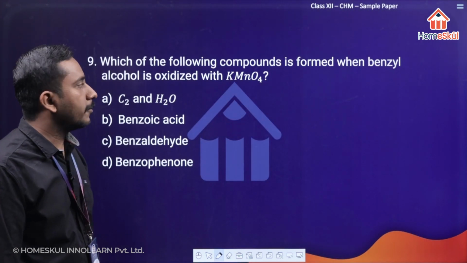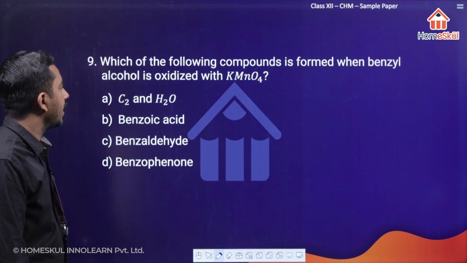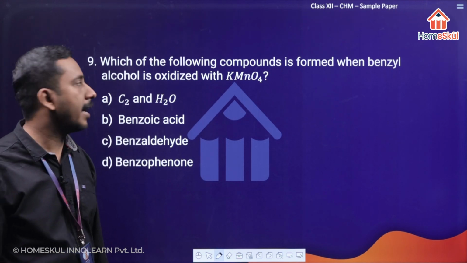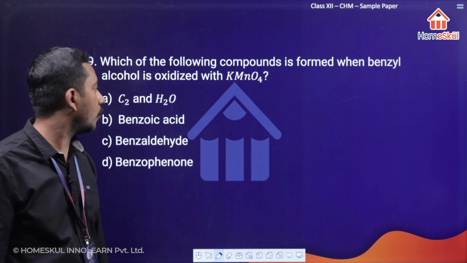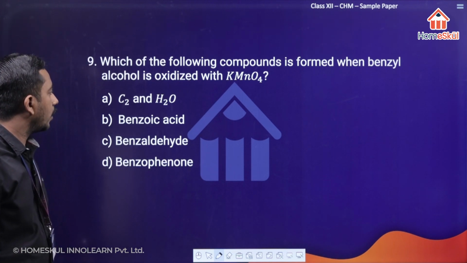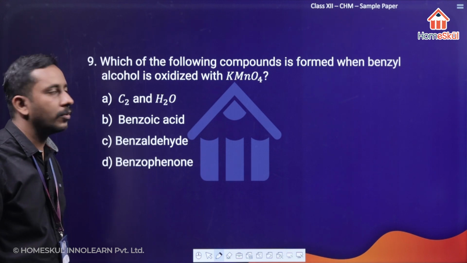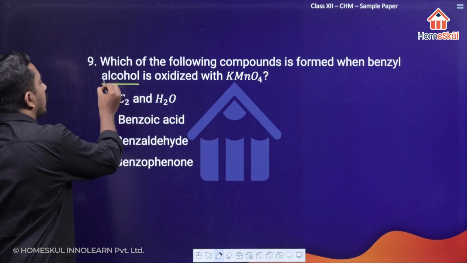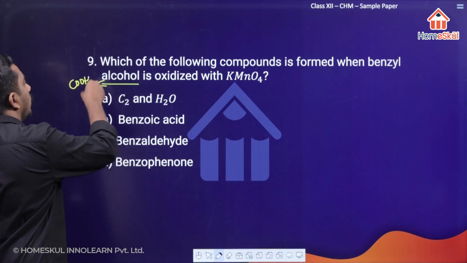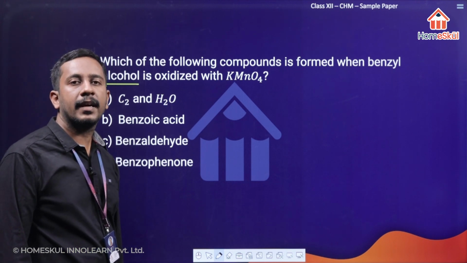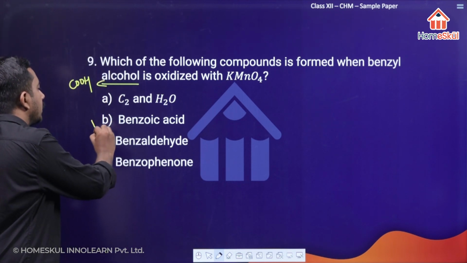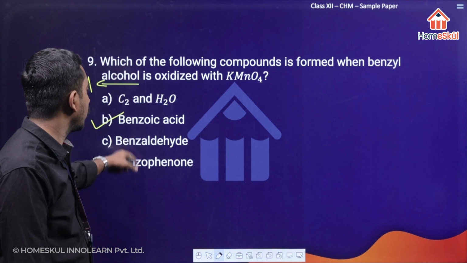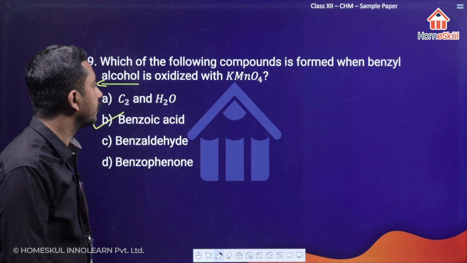The 9th question. Which of the following compounds is formed when benzyl alcohol is oxidized with KMnO4? We are going to oxidize an alcohol, benzyl alcohol, with KMnO4, and what will be the product that we obtain? Are we going to get carbon and water, or benzoic acid, or an aldehyde, or a ketone? So we know that KMnO4 is a very strong oxidizing agent. So that is going to readily oxidize the alcohol directly into a carboxylic acid, COOH. So we will be obtaining the corresponding carboxylic acid, that is benzoic acid, as the product because the oxidizing agent that we use is a very strong oxidizing agent. So our correct option is option B, that is benzoic acid.